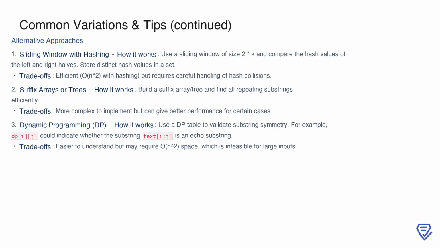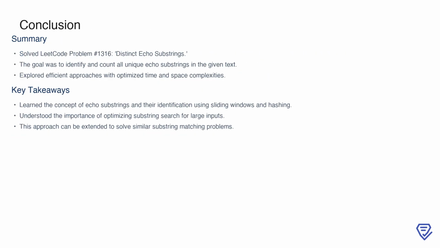Finally, dynamic programming offers a more intuitive way to solve the problem. For instance, you could use a DP table where DP[i][j] indicates whether the substring text[i..j] is an echo substring. While this approach is easier to understand, it may require O(n squared) space, which can be prohibitive for larger inputs. Choosing the right approach depends on the constraints and the trade-offs you're willing to make in terms of time and space complexity. Great job following along. To wrap up, we summarized the problem, key takeaways, and insights you can apply to similar challenges.